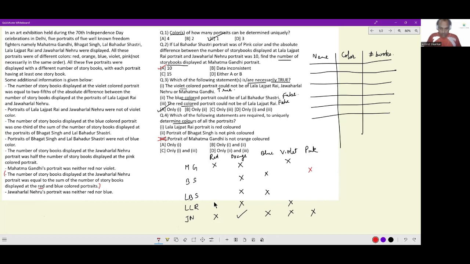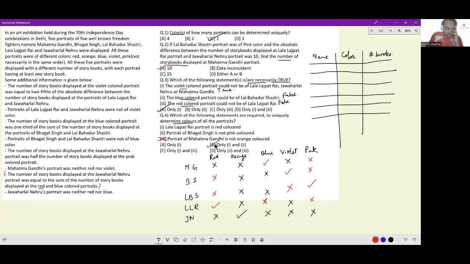Statement 1 said Lala Lajpat Rai was red. So this is great. This is gone. Mahatma Gandhi had to turn out to be blue. This is gone. And now because Bhagat Singh is not pink colored, Bhagat Singh has to be violet. And the only person who can be pink is Lal Bahadur Shastri. And now we have uniquely identified the color for all 5 people. So which of the following statements are required to uniquely determine color for all portraits? Only 1 and 2. Option B will be the answer to this set.